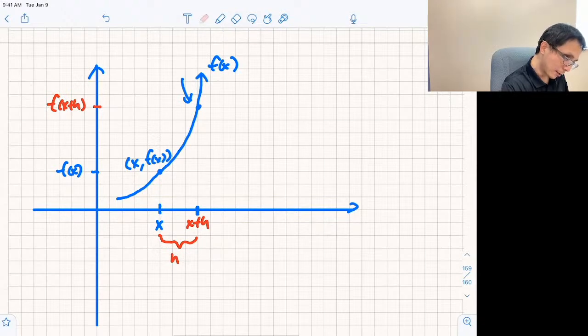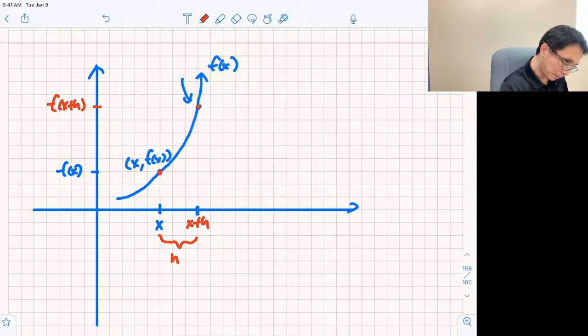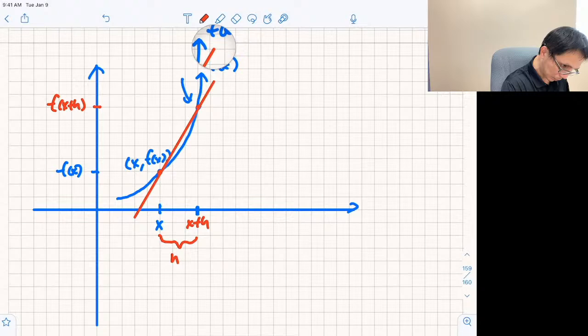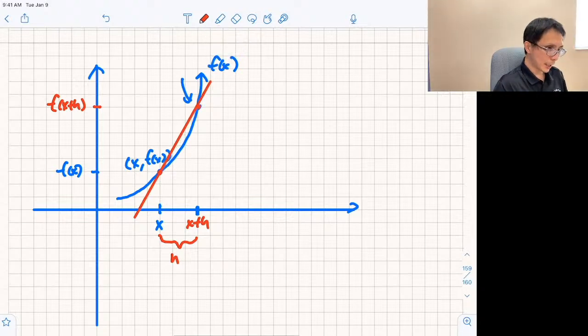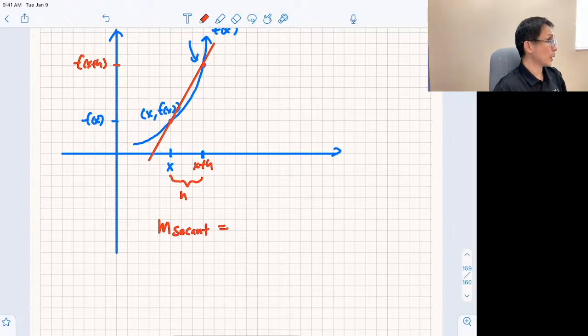So then I'm going to start with this interesting secant line. Okay, so this secant line here, we can find the slope of the secant line. How do we find the slope of a secant line? M, we're going to call it m secant, and we're going to go deeper, back to algebra 1. How do you find the slope in algebra 1?